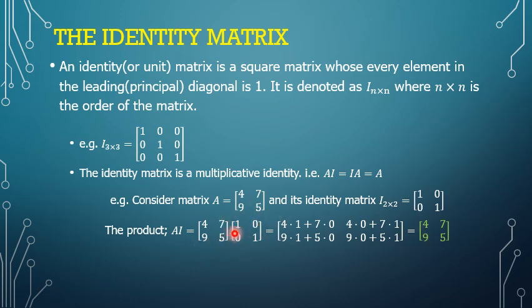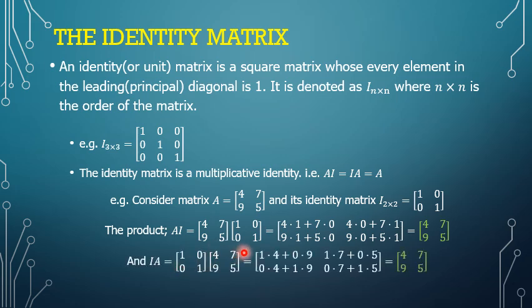Now let's do IA, that is identity matrix times matrix A. It will just be the same thing. It will be 1 times 4, you get 4, plus 0 times 9, you get 4 plus 0. That will just be 4. 0 times 4, you get 0, plus 1 times 7, you get 7, plus 0 times 5, you get 0. It will be 7 plus 0, you get 7. The same thing will apply in the second row, and you just get the same matrix as matrix A.